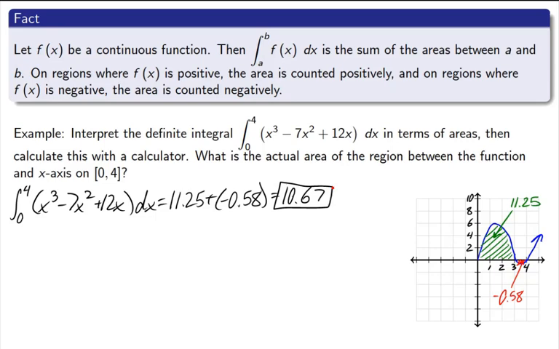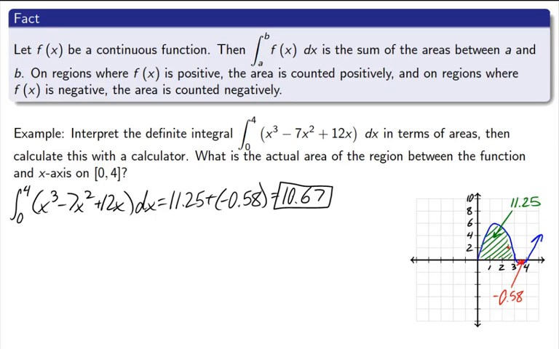One thing that we could do is we could have just integrated from 0 to 4 from the very beginning, and that would have given us 10.67 as well. However, one of the things that we got by doing this is that we can see how the positives and the negatives fit together. So then we've got the second question. What is the actual area of the region between the function and the x-axis?